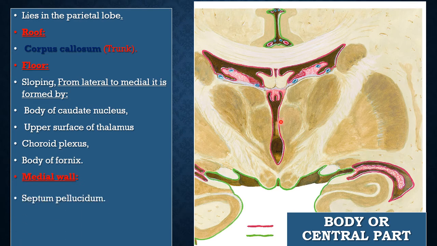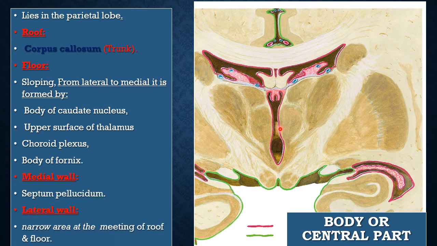And coming to the medial wall, we can identify the septum pellucidum. This is nothing but the septum pellucidum, and this cavity is called the third ventricle. And the lateral wall is narrow, and where it connects with the roof and floor, they are communicating with each other.